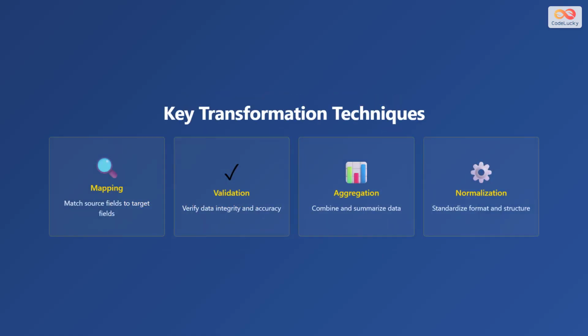There are four essential transformation techniques. Mapping matches fields from the source to corresponding fields in the target system. Validation verifies that the data is accurate and complete before transfer. Aggregation combines and summarizes data when needed. Normalization standardizes the format and structure so all data follows consistent rules. These techniques work together to ensure data quality throughout the export-import process.